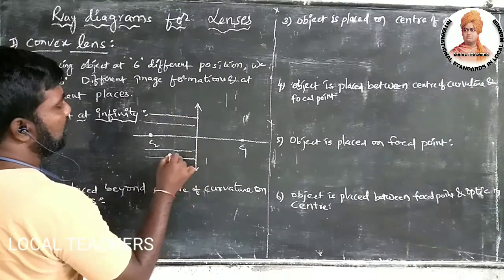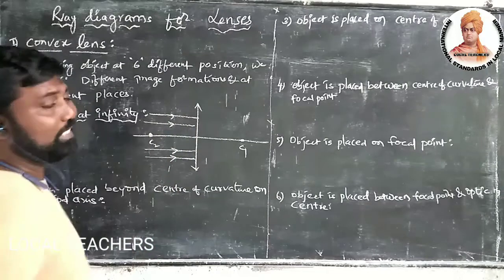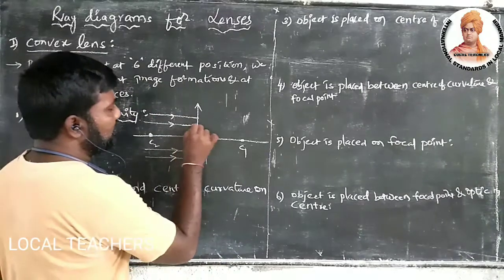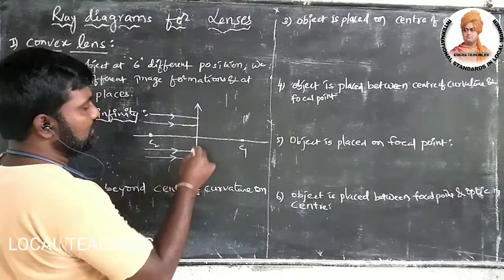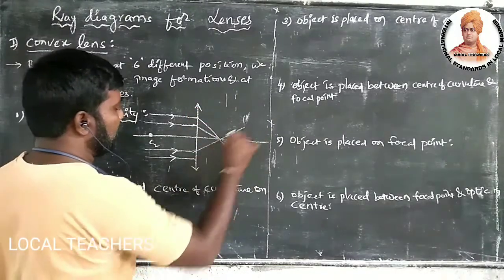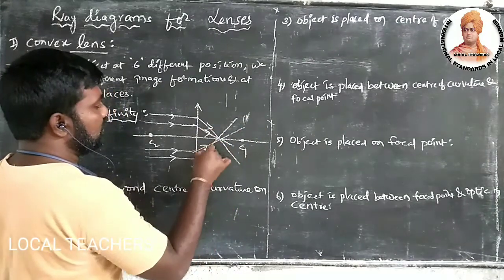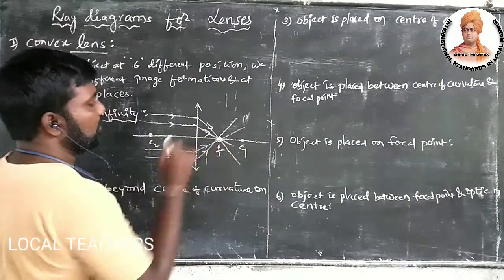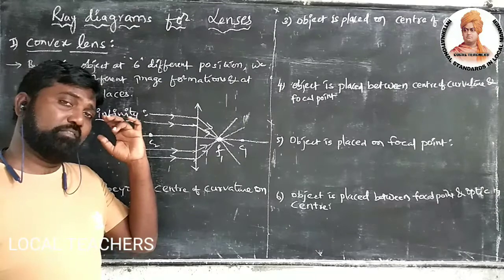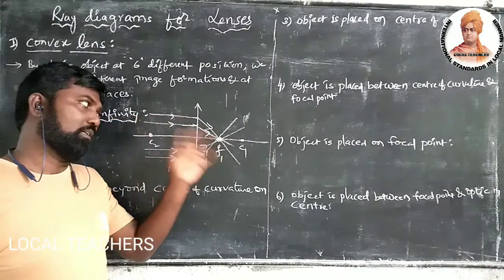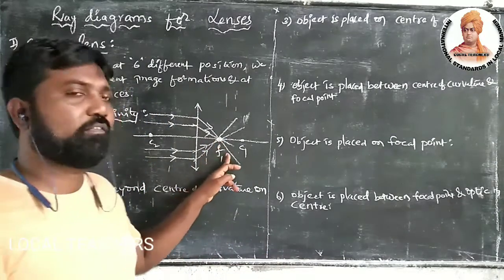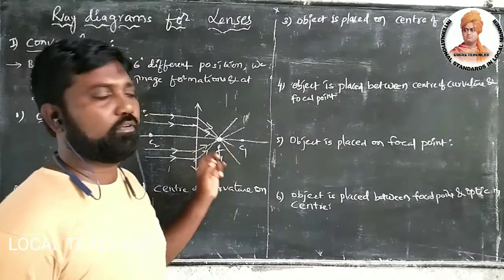When the object is kept at infinity, we only get parallel rays. When these parallel rays fall on the lens, all are refracted to a common point. This common point is nothing but the focus. So the object at infinity distance has its image formed at its focus.